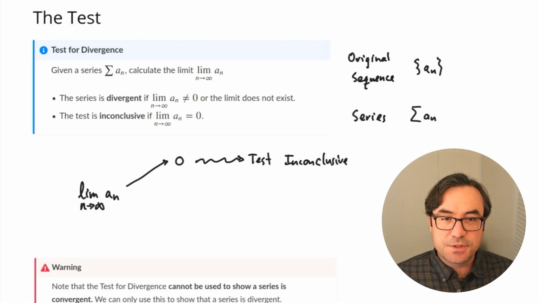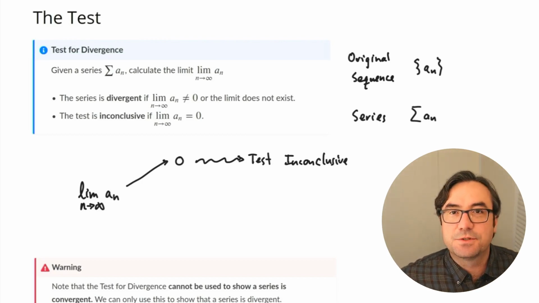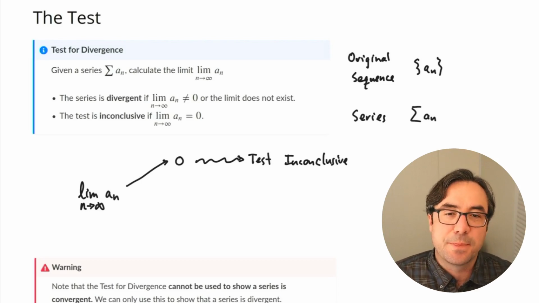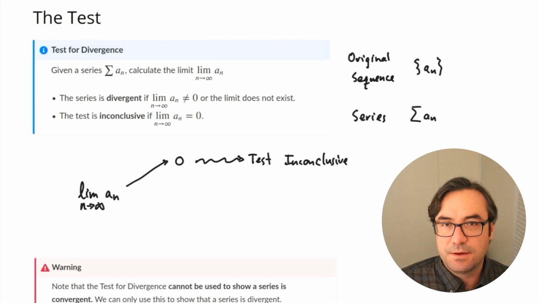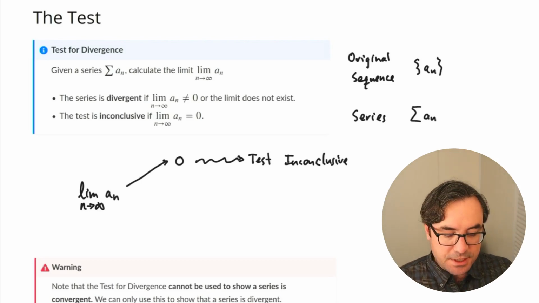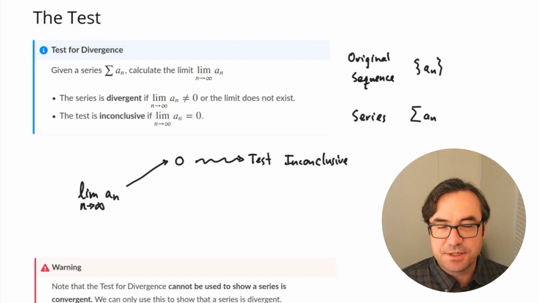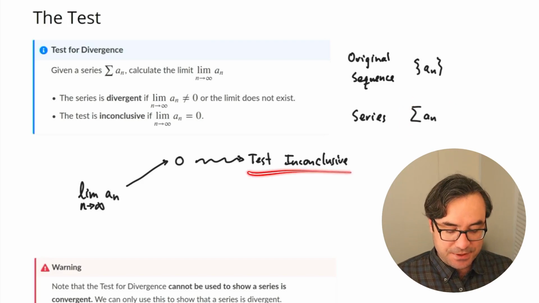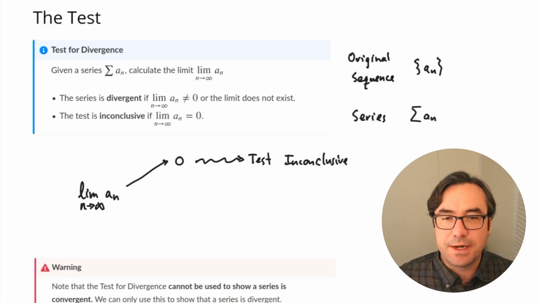And by inconclusive, we mean that that's not the end of the story. We're going to have to use some other test. So we'll see the other tests later on. But for right now, the test is inconclusive. We have to try something else. So it doesn't necessarily mean that the series doesn't converge or diverge. It's just we don't know at this point. So there's really only two options for a series. Does it converge or does it diverge? And when this test is inconclusive, we just have no idea.